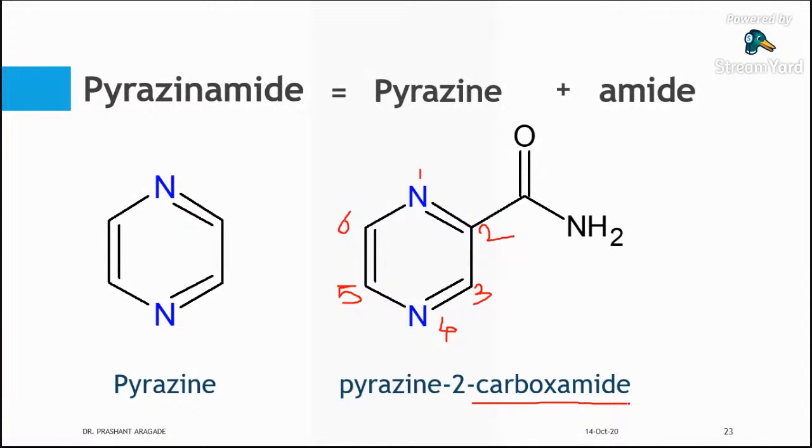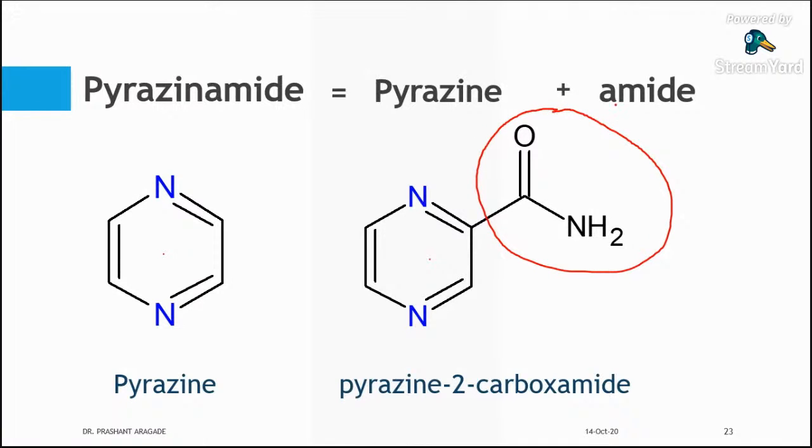Don't directly use amide, because it is pyrazine 2-carboxamide. Pyrazine 2-carboxamide is the correct name of pyrazinamide. So if you observe both structures in front of each other, you will come to know that this is the basic heterocyclic ring and this is the structure of the drug. So what is the difference? Just the amide functional group at 2-number position.